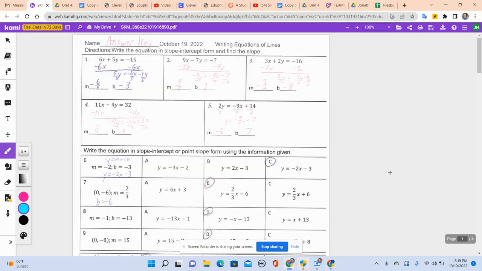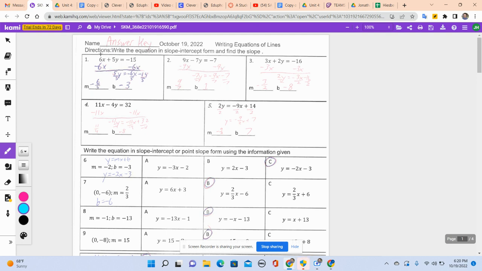Hello, everyone. I wanted to go over the three types of linear equations from October 19th. We had to change standard form into slope intercept. And if you recall, standard form has the x and y together on one side of the equal sign and a constant by itself.